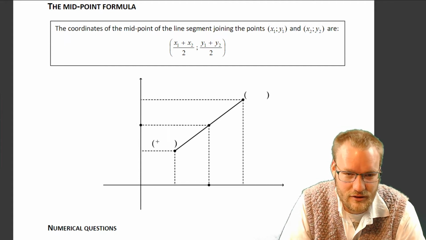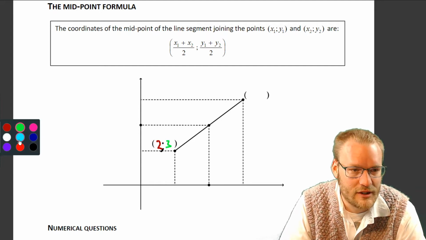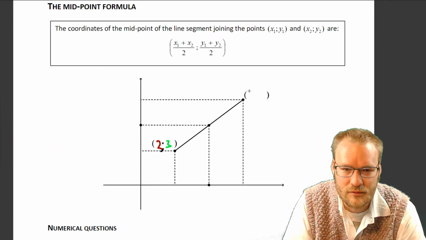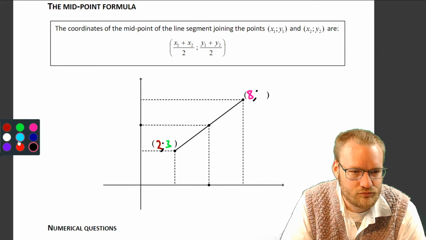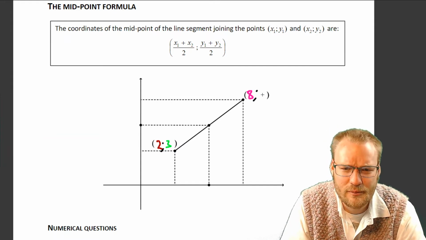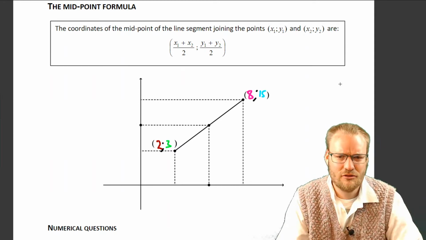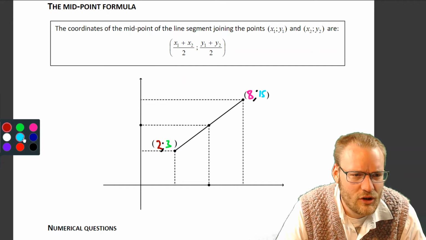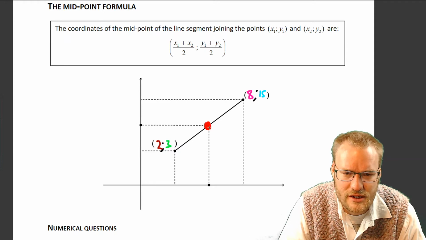Let's say you're given this point, where the x value is 2 and the y value is 3, and we're given another point where the x value is 8, and the y value is, I wish I could just ask you to pick a number. No, let's go for 15. Okay, and I asked you a simple question, which is, what are the coordinates of this point here?